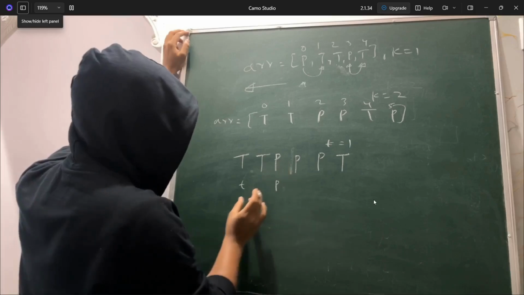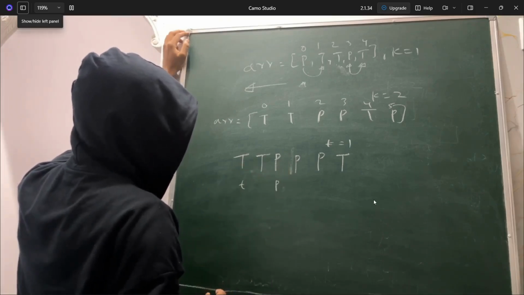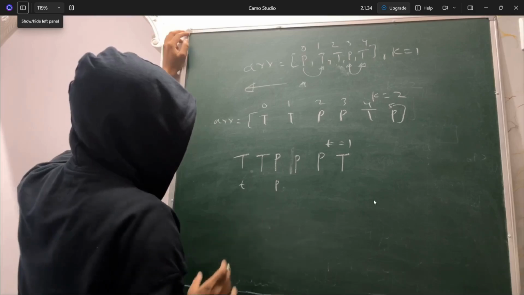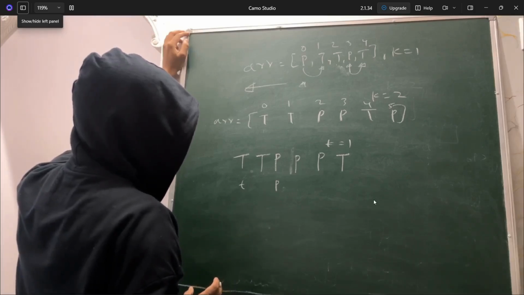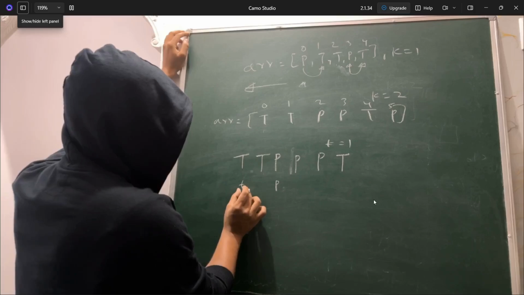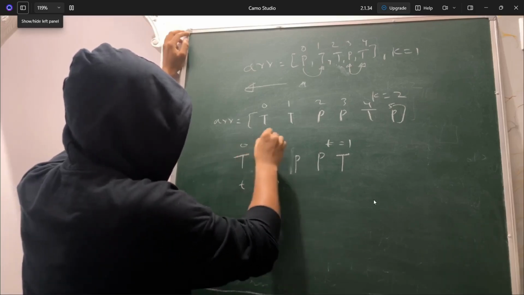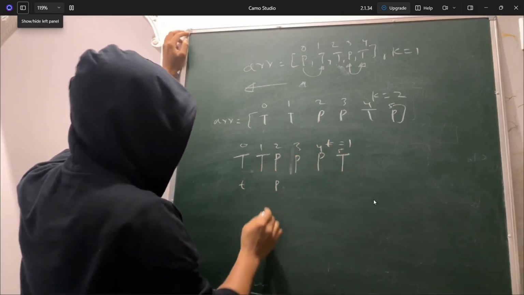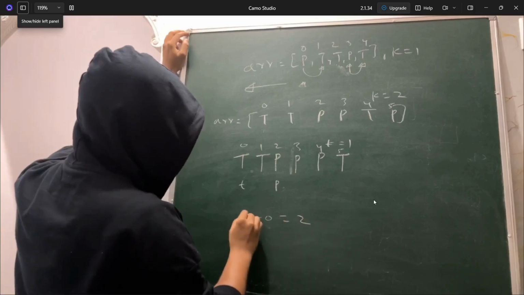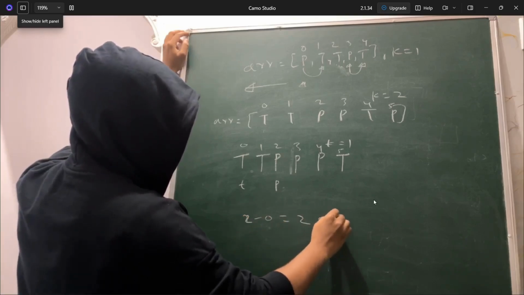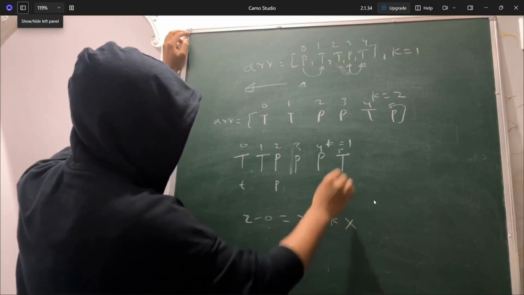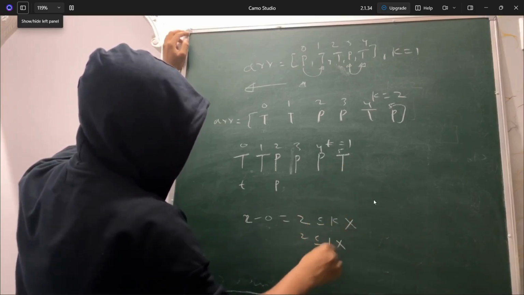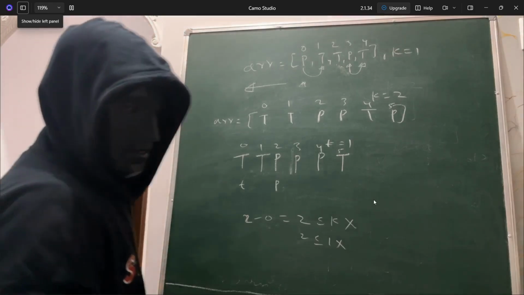Police pointer to police, thief pointer to thief. But if you see in this case, this is a thief and pointer, and its distance is 0, 1, 2, 3, 4, 5. So it is like 2 minus 0, which is 2, and 2 less than or equal to k is false because k is 1. So this is not valid right now.